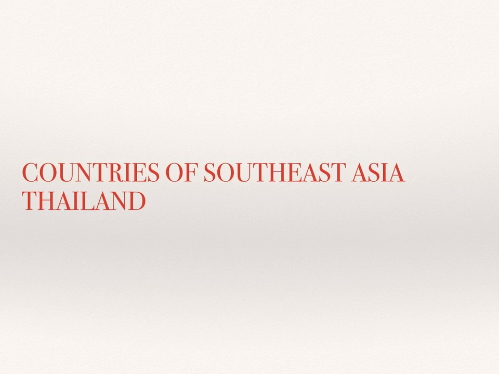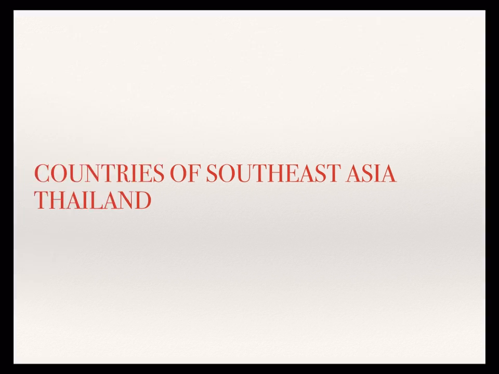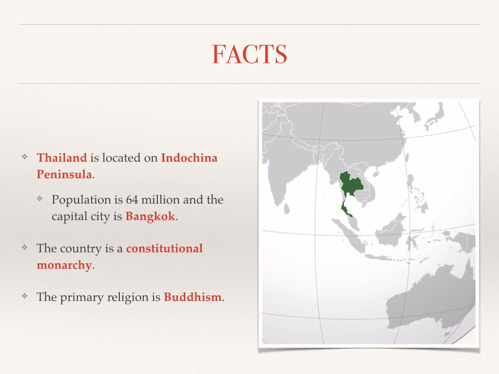Countries of Southeast Asia, Thailand. Facts. Thailand's also located on the Indochina Peninsula. Its population, about 64 million. Capital city, Bangkok. It's not a communist country like Vietnam. Instead, it's a constitutional monarchy, more like England. Primary religion, Buddhism. If you look to the right, you can see a location map of where Thailand is.